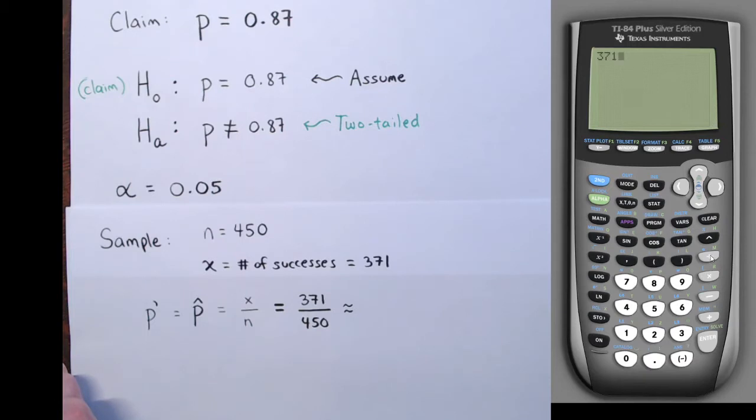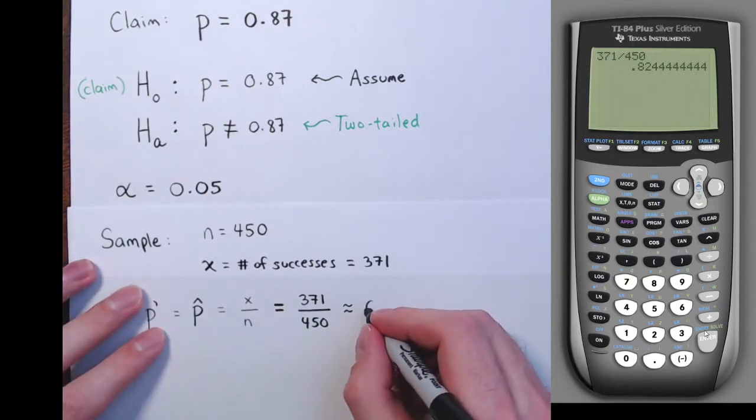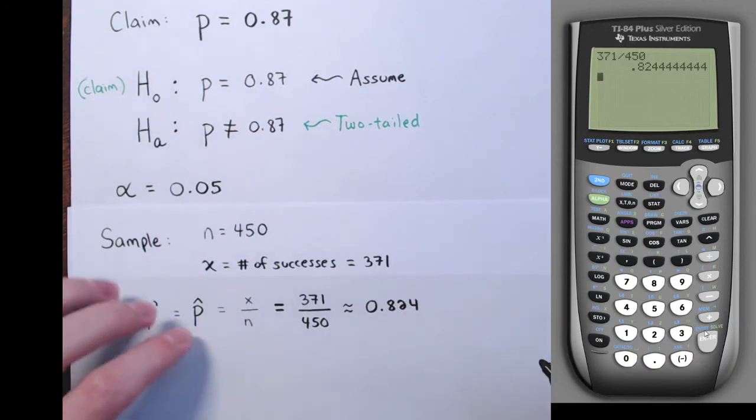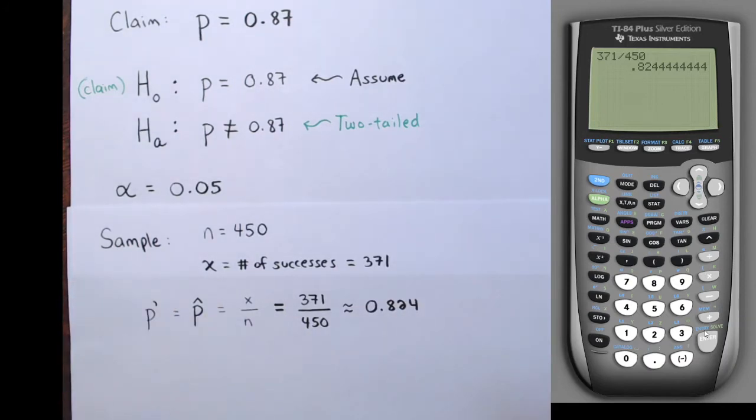371 divided by 450. Alright, to 3 decimal places, this is approximately 0.824. And I'll use this in my calculation of the test statistic later.